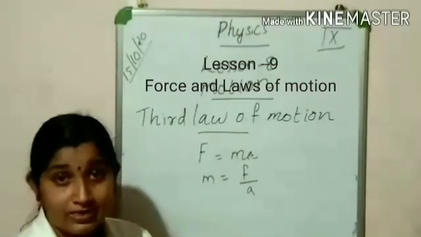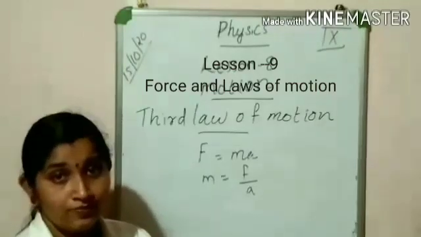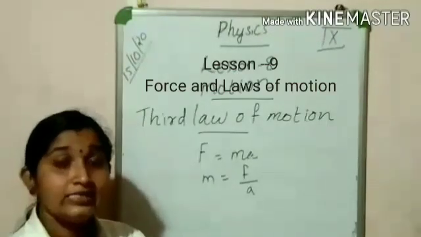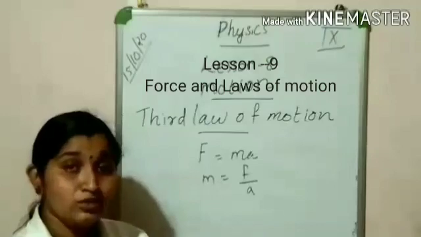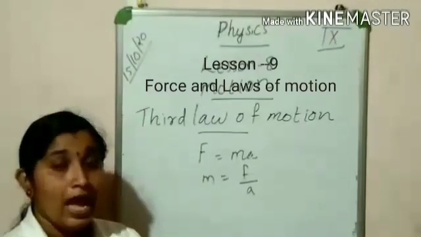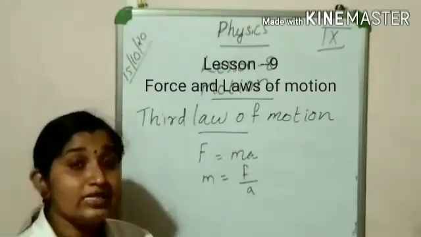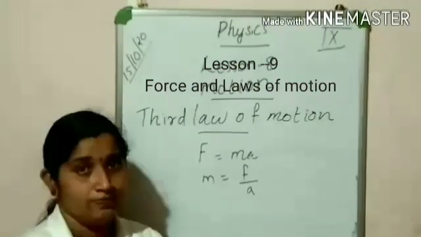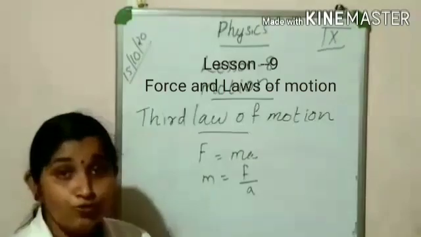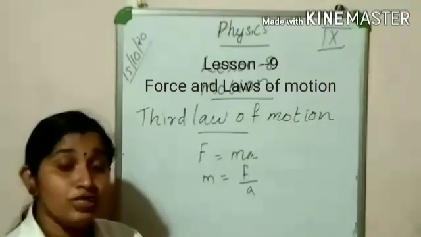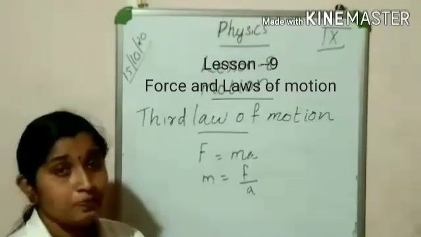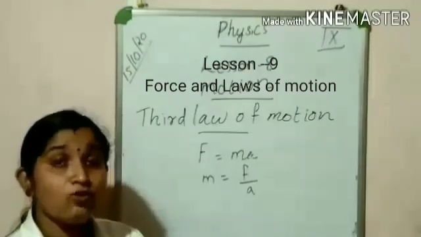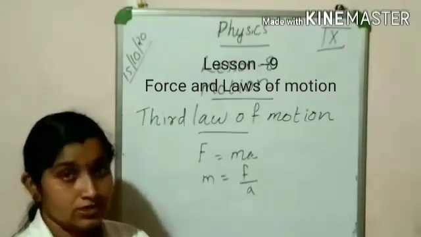Another example is when we walk on the road. Our foot exerts a force on the road, that is a muscular force, and the road also exerts a force on the foot in the upward direction. There are two forces. The magnitudes of these two forces are equal, but the directions of the forces are opposite.